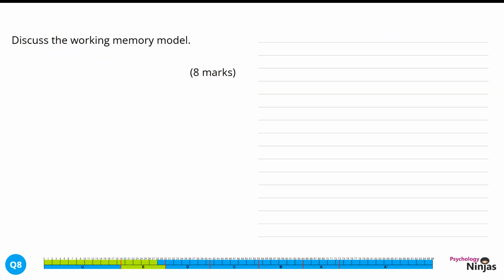Discuss the working memory model. 8 marks. Here we've got the command word discuss. This means we need to explain and evaluate. We have 3 marks available for our explanation or our AO1 and 5 marks remaining for our AO3 or our evaluation, which means we need more evaluation than explanation, and it's really important that we balance our response in this way. Let's start by explaining a component of the working memory model.